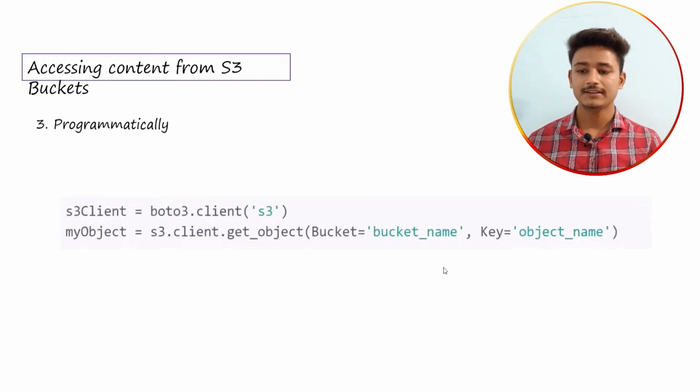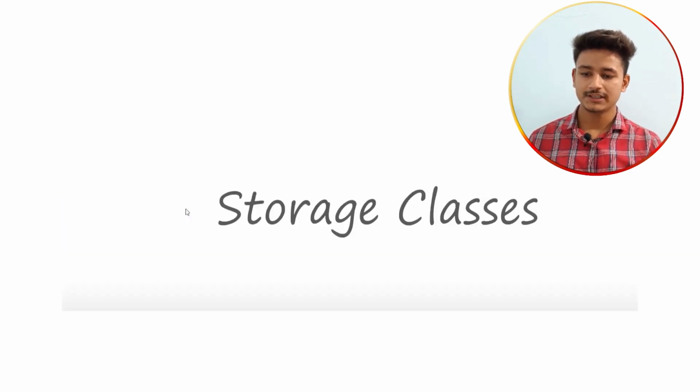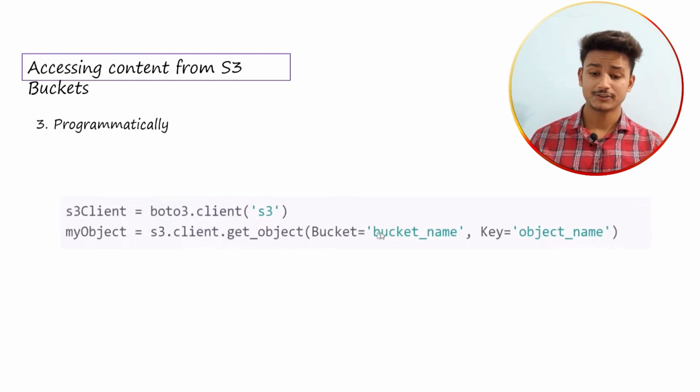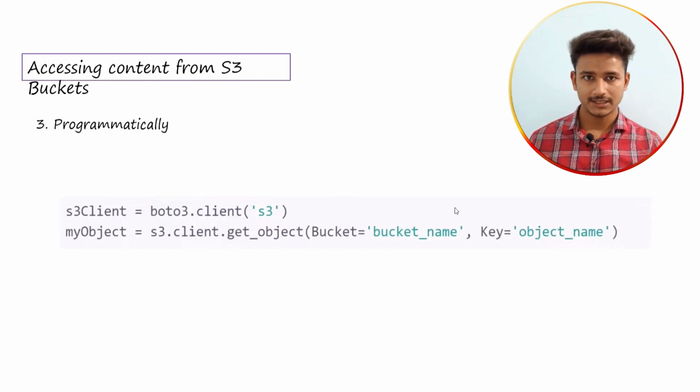The third method to access content from S3 is programmatically. This is the S3 client, or the object that has been created. Boto3 is a library made using Python. The code is very simple. The main thing is the get_object method, where you provide the bucket name and the key, and the key is provided by AWS itself whenever you create these things. So this is way easier.